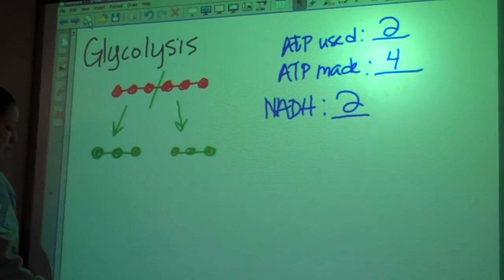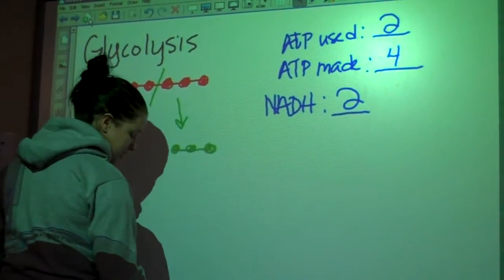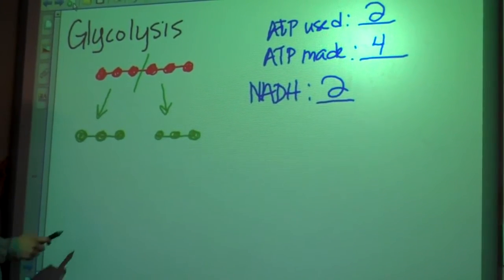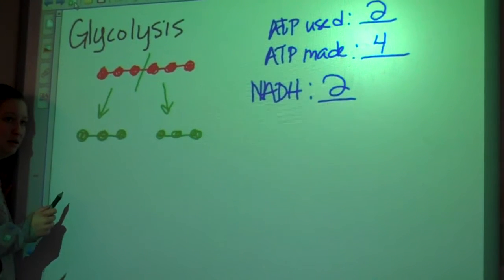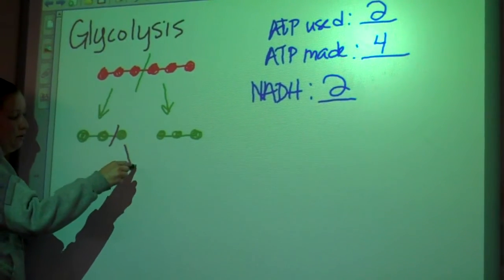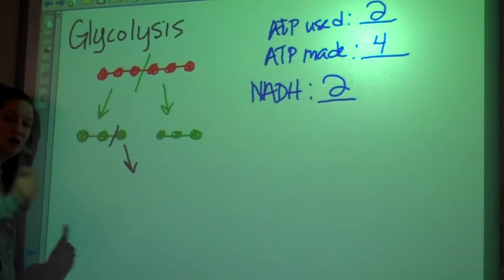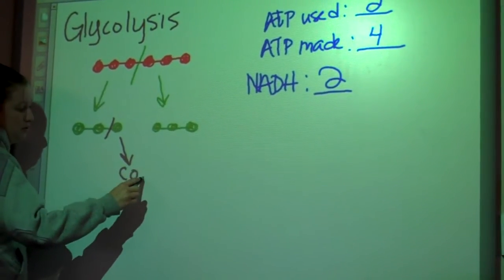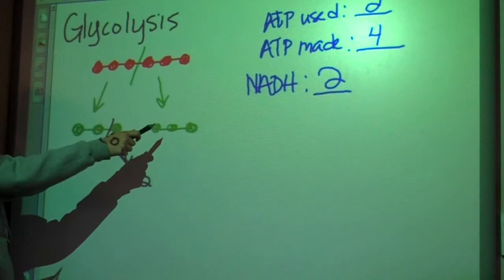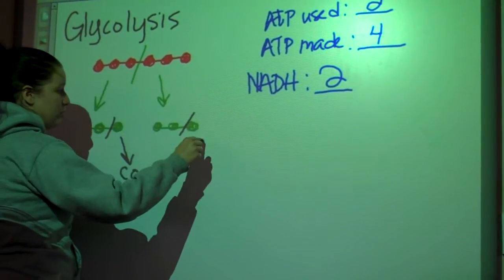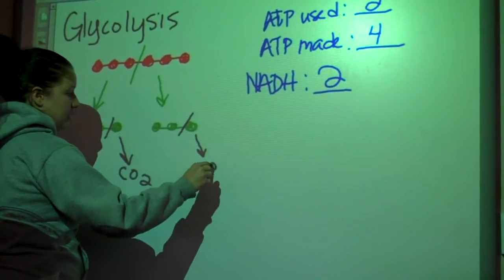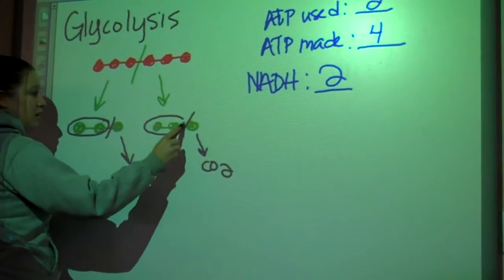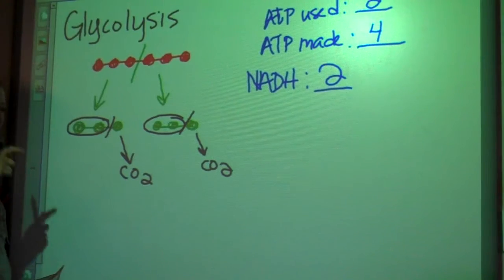What do we do next with pyruvate? Break it into acetyl-CoA. How do we do that? You take off 1 carbon. Where does that carbon go? Outside the respiratory system as waste. In what form? CO2. Do I do it to this one too? Yes. Everything we do, we're doing twice right now. So that leaves us CO2. Now I'm left with a 2-carbon molecule. Well, I'm left with 2 2-carbon molecules.